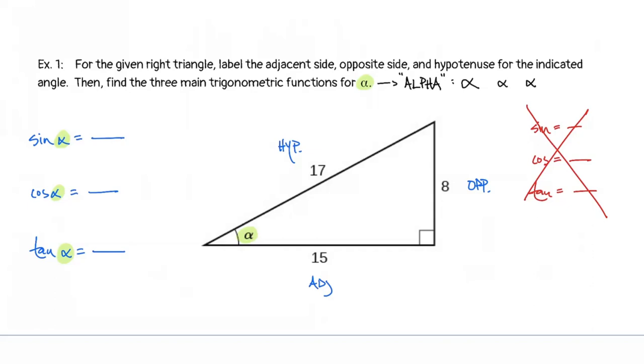Okay, so remember, sine is opposite over hypotenuse, right? That is the purpose of SOH CAH TOA, is to help us remember that. And so we're just going to take the opposite number, which is 8, and we're going to put it over the hypotenuse, which is 17. Okay, what's cosine? Which two numbers should I choose from here?